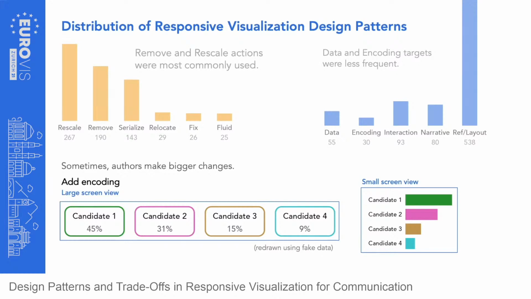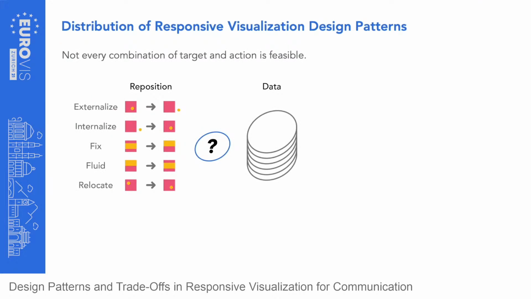Although it's not very frequent, the fact that authors are exploring more complex transformation techniques implies that other strategies than simple transformations can sometimes be preferable. We also notice that not every combination of target and action is feasible. For example, most reposition actions are defined on the physical position or arrangement of elements, and data targets do not have such physical attributes. So the combination of data targets and reposition actions are not likely to be possible.